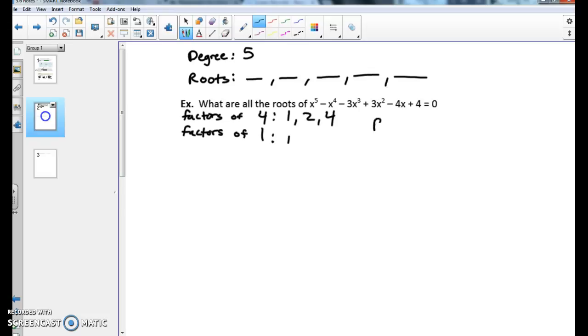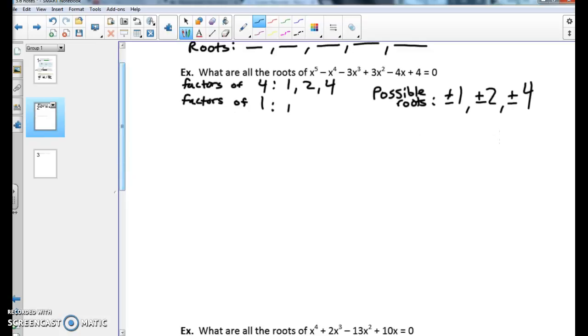So that means our possible roots are plus or minus 1 over 1, plus or minus 2 over 1, and plus or minus 4 over 1. Once again, it's nice when the leading coefficient is 1. It makes all your possible roots whole numbers, which is kind of cool. Okay, next step, we have to check and see if some of these work. So I'm going to check with positive 1. That's generally the first place we start. So I'm going to plug that in for x.